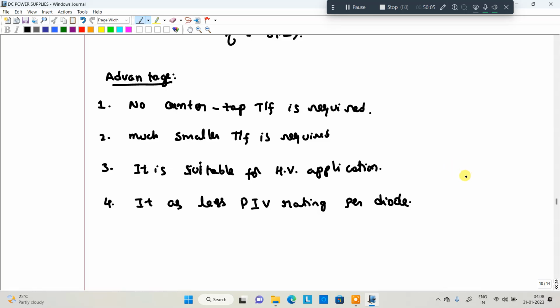There is only one disadvantage: twice as many diodes. In the center tap only 2 diodes are there, but here 4 diodes are required. That is a disadvantage. But diode cost is very low, so it is more economical. That's why you can go with the bridge rectifier in practical cases. This is about all the rectifier concepts. I hope everyone enjoyed the class. Next we are moving to the filter concept. Thank you.